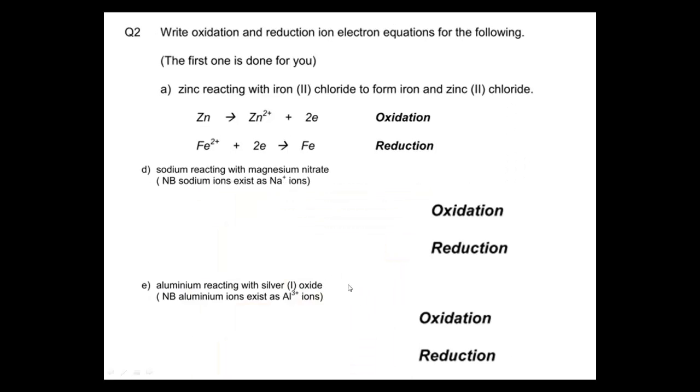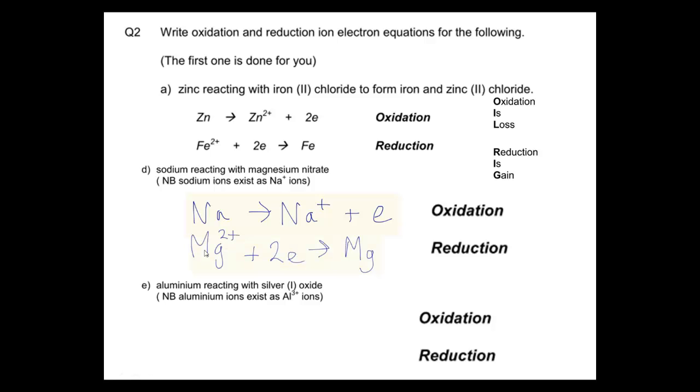Next equation. Here again, remember, OIL RIG. The oxidation is the loss of an electron when that metal loses the electron. Sodium reacting with magnesium nitrate. The sodium starts off as a metal, loses the electron, becomes an ion. So sodium goes to Na+ plus an electron. What happens to the magnesium? We start off with the magnesium ion, Mg 2+ plus 2 electrons becomes magnesium.